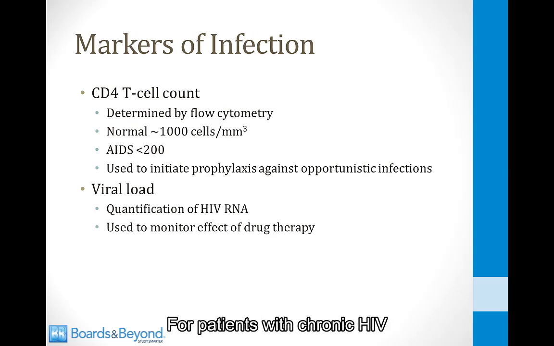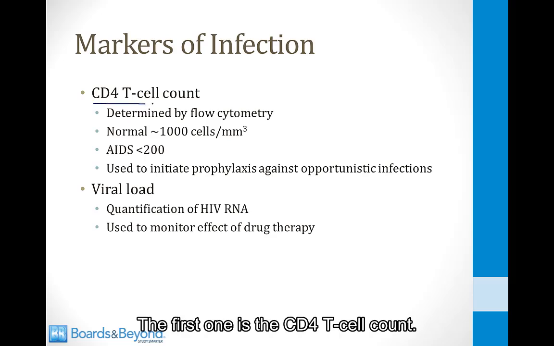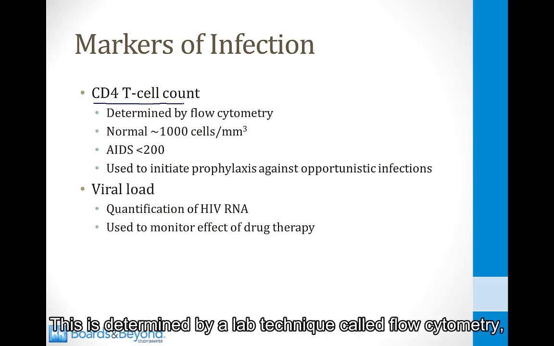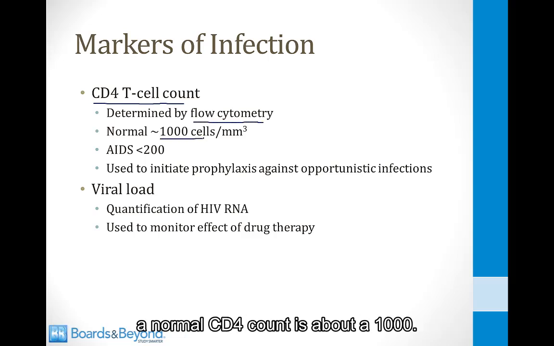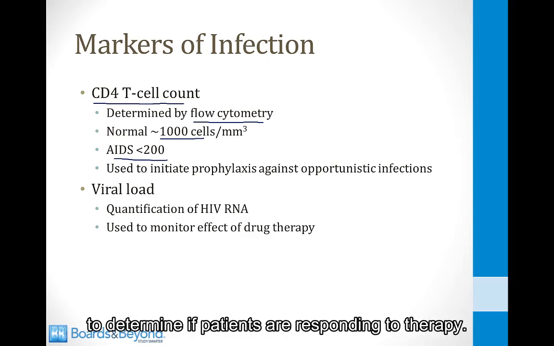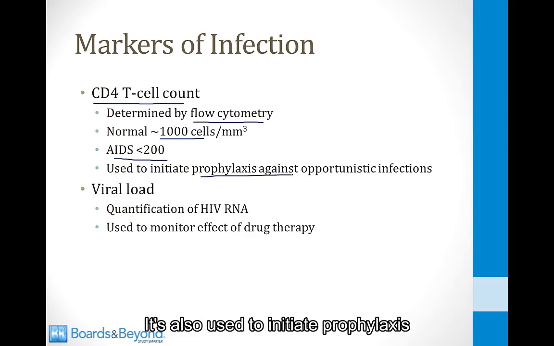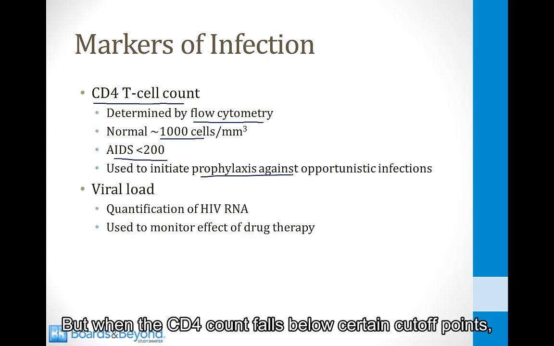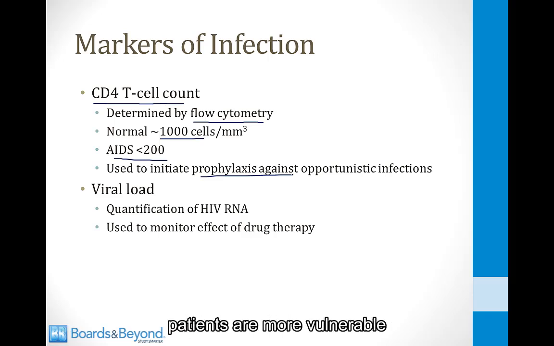For patients with chronic HIV, there are 2 main markers of infection that are followed clinically. The first one is the CD4 T cell count. This is determined by a lab technique called flow cytometry. A normal CD4 count is about 1,000. One of the definitions of AIDS is a CD4 count under 200. And the CD4 count can be followed to determine if patients are responding to therapy. It's also used to initiate prophylaxis against opportunistic infections. We'll talk about this later. But when the CD4 count falls below certain cutoff points, patients are more vulnerable to certain opportunistic infections.